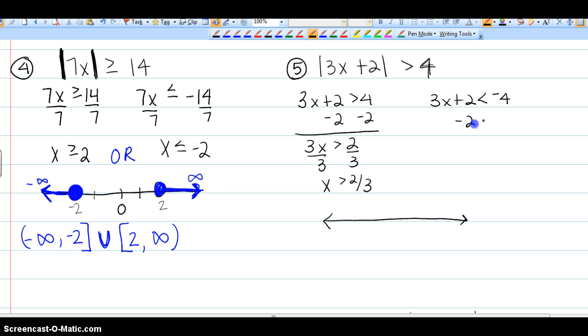This one will subtract 2, and divide by 3. X is less than -2. So we have 2/3 on this side, -2 on this side. X is greater than 2/3. So we'll put a circle, and we won't shade it in because it's greater than. We're going to shade this way.